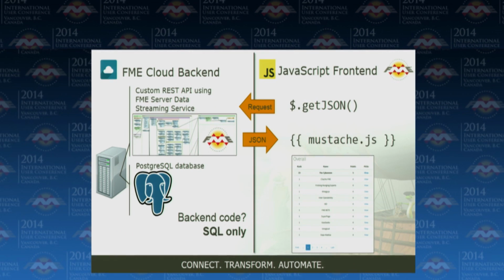Here you can just see a bit of a diagram. Custom REST API can make a request, just get back some JSON in the browser. When you get the response, just put it into a template, and there you go. And it's all backed with the Postgres database that's included on FME Cloud. So basically, the only backend code I had to write was some SQL. It was really quite straightforward to do that.